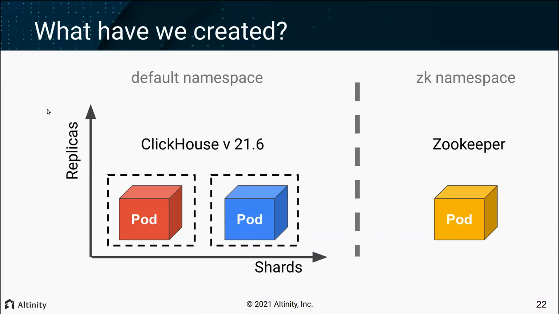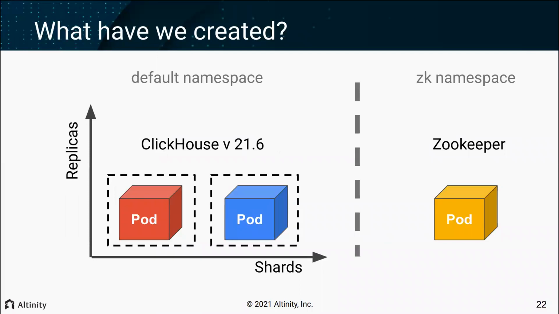So here's what we've created. We saw this in the kubectl commands that were getting the resources and showing what was going on. We have Zookeeper, which we set up at the beginning in its own ZK namespace. In the default namespace, we've got ClickHouse running version 21.6. And we don't have any replicas. We've only got a couple of shards. So here's a question. How can we make it better?